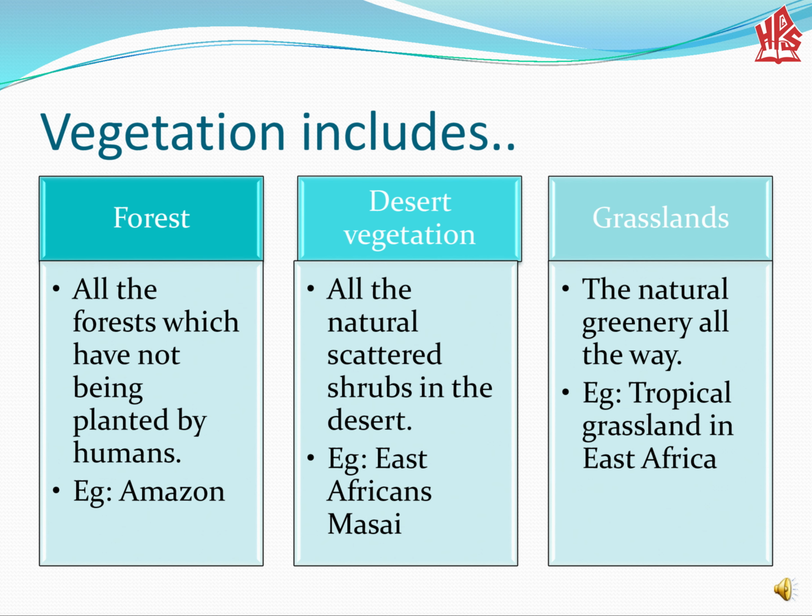Forests are those which have not been planted by humans, such as the Amazon. The desert vegetation is the natural scattered shrubs in the desert, for example, the East African Maasai people. The grasslands are naturally grown and spread all the way, such as the tropical grassland in East Africa.